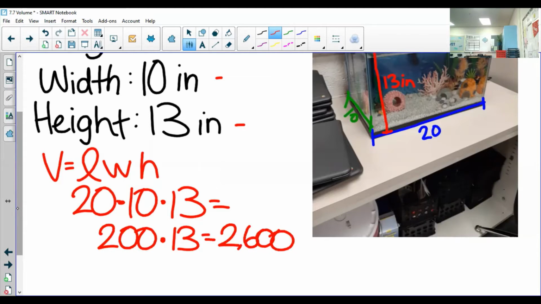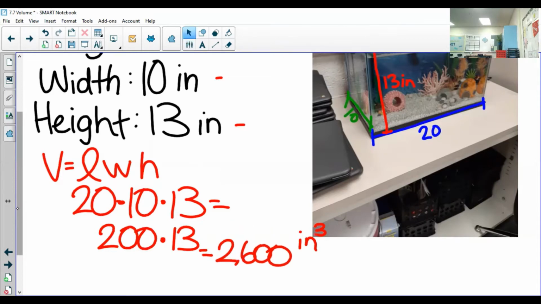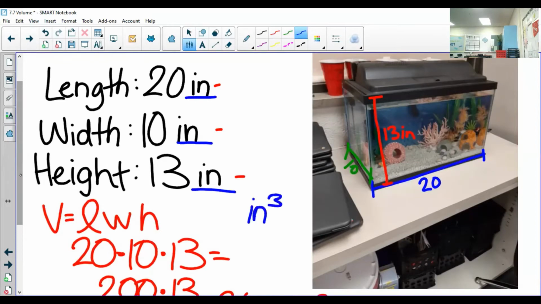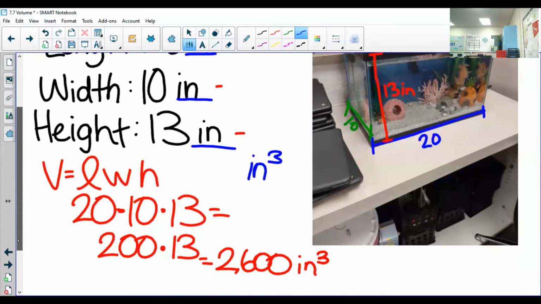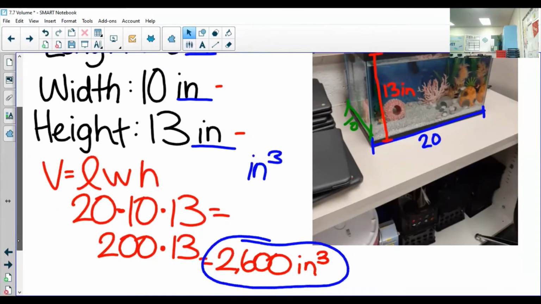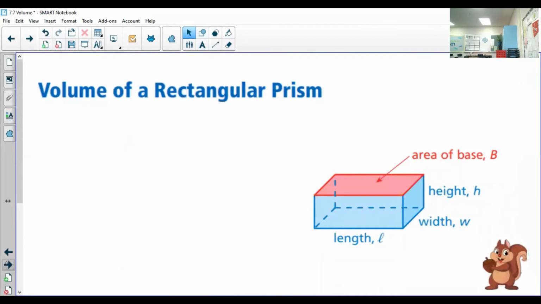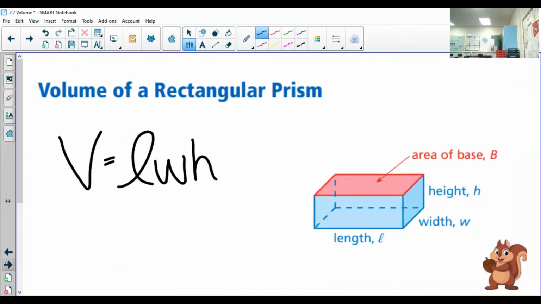Now, the label is going to be inches, because we're measuring in inches. And actually, it's going to be inches cubed, which means 3. Can you even see that? There it is, inches cubed. Because what are we doing? We took inches times inches times inches. So inches times itself 3 times would be inches cubed, and that's where I get my label from. So the volume here would be 2,600 inches cubed. And that's literally it. Volume of rectangular prisms is so simple, okay? So just again, so you know, volume equals length times width times height.